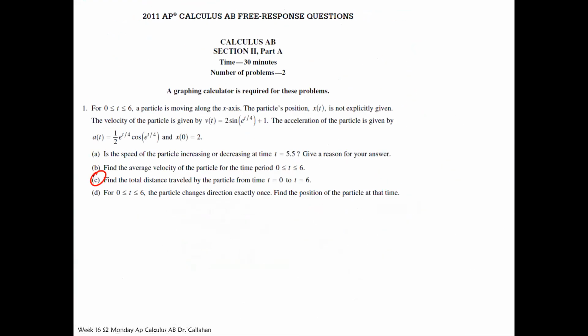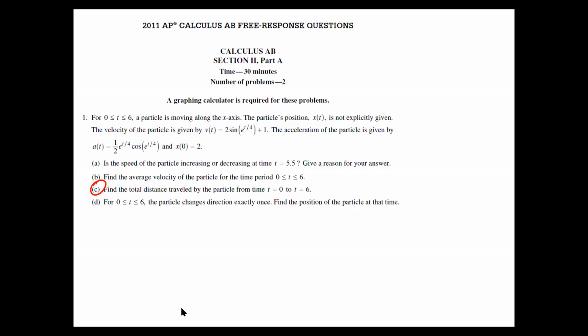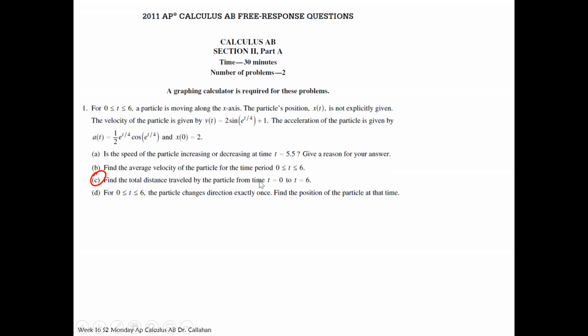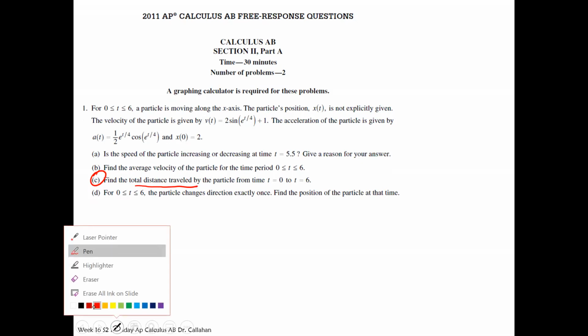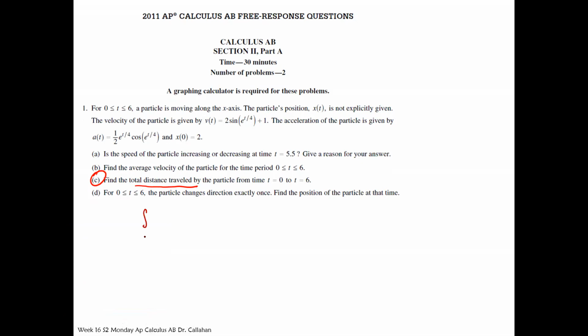Okay, so then for C, it says find the total distance traveled by the particle between 0 and 6. So for your total distance, you're looking at the absolute value of the velocity. So in this situation, it'll be the integral from 0 to 6, absolute value of v of t dt. So then you're going to, again, hit math 9 and have the integral boxes.